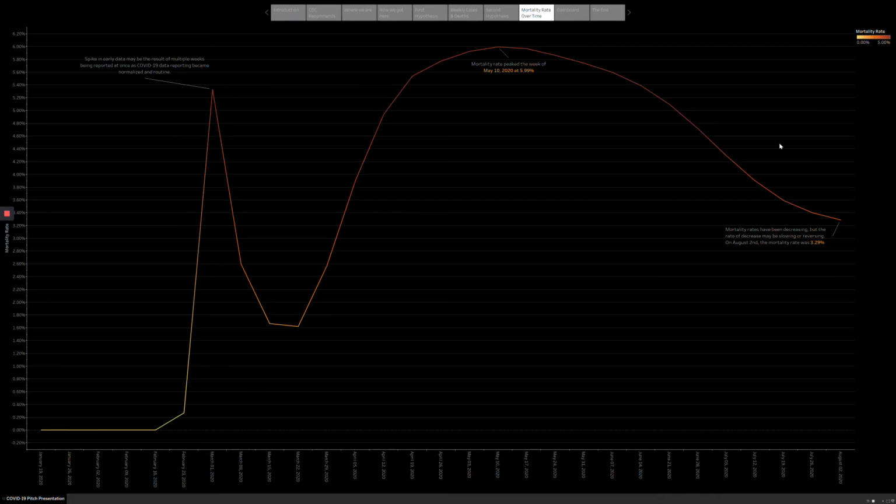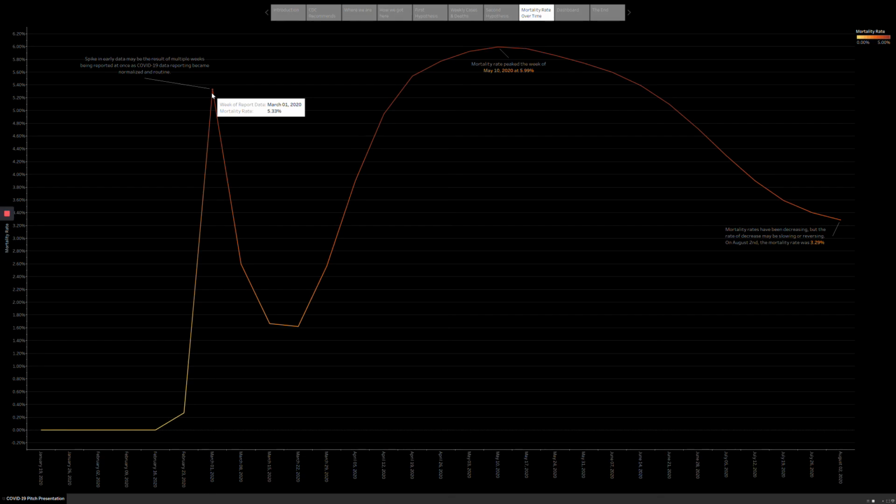Here I've displayed that data as a line graph comparing weekly reported mortality rates over time by dividing the number of deaths reported during a particular week by the total number of new cases reported during the same week. First, though, I'd like to address the obvious anomaly during the month of February. This was early during the pandemic, and reporting was still being normalized. I think it is highly likely that this spike was a result of multiple weeks being reported all at once. The rest of the data is, in my opinion, much more reliable.